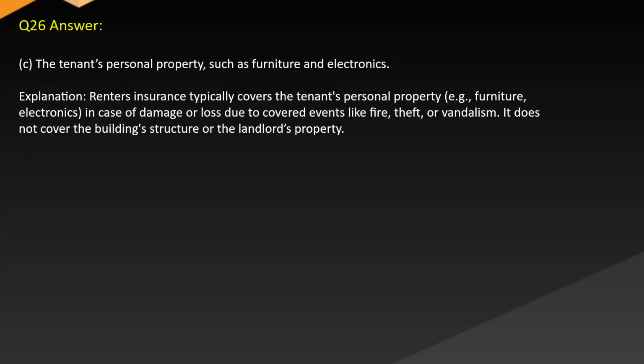Answer: C. The tenant's personal property, such as furniture and electronics. Explanation: Renter's insurance typically covers the tenant's personal property, e.g., furniture and electronics, in case of damage or loss due to covered events like fire, theft, or vandalism. It does not cover the building's structure or the landlord's property.